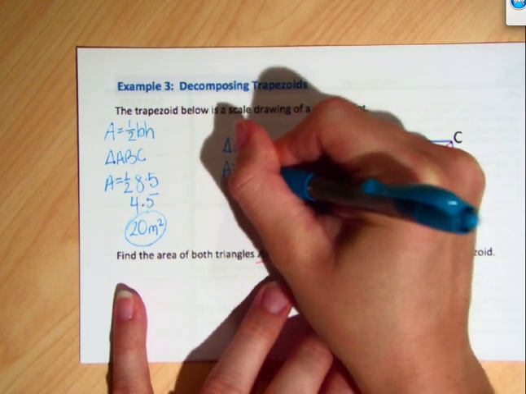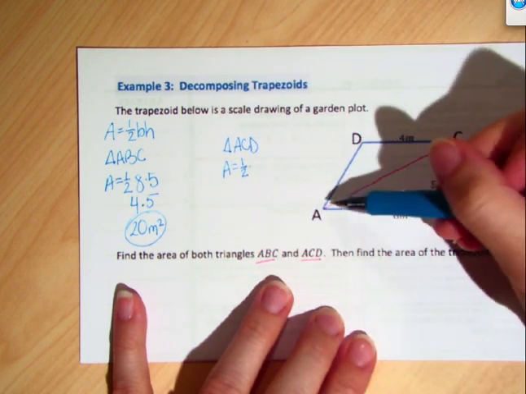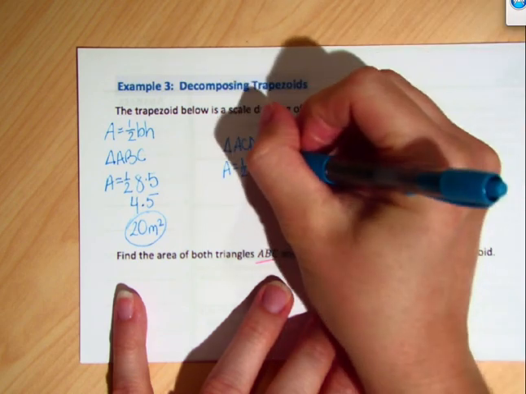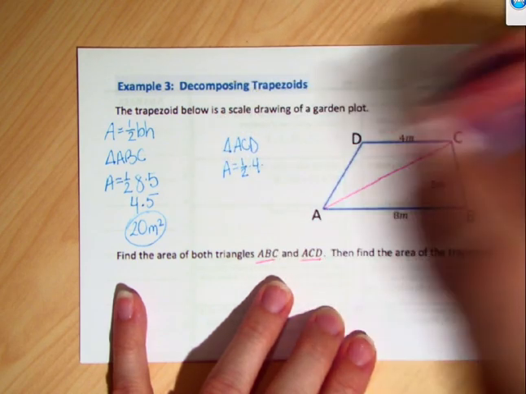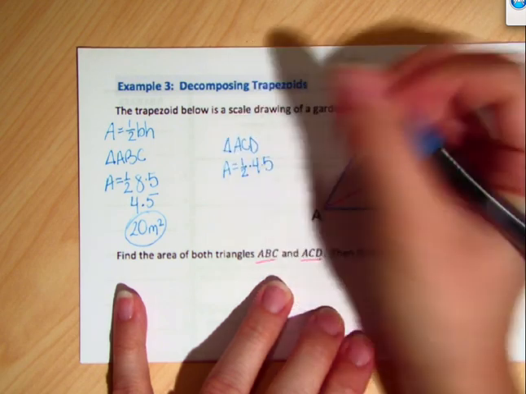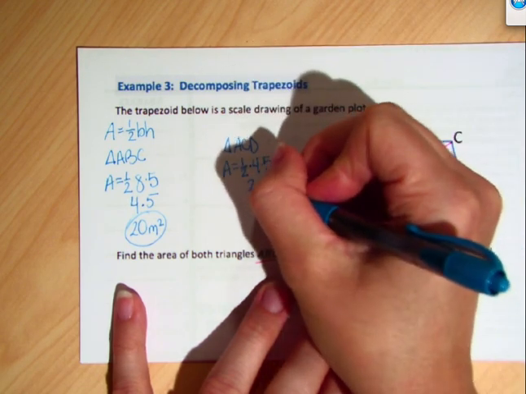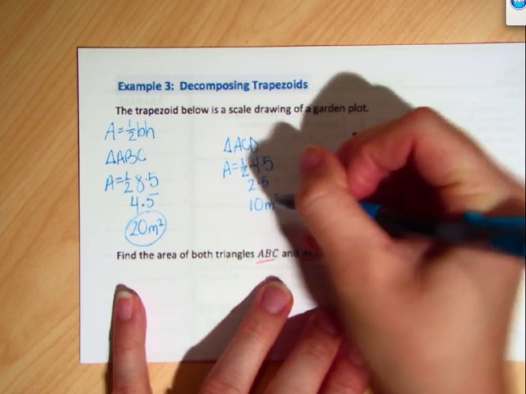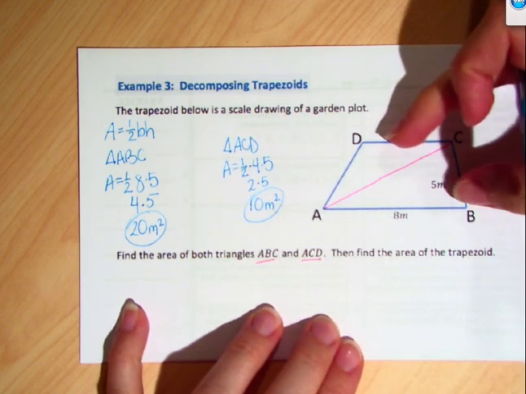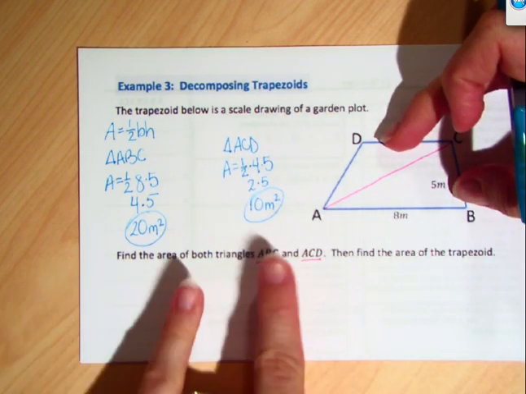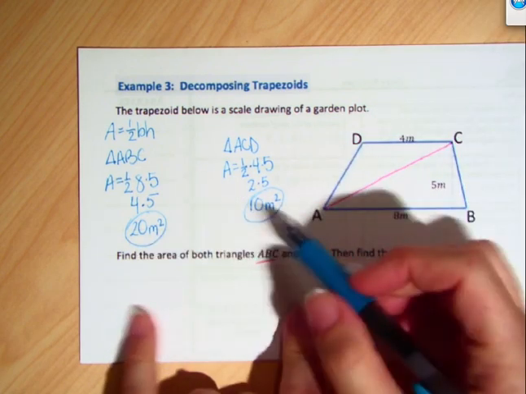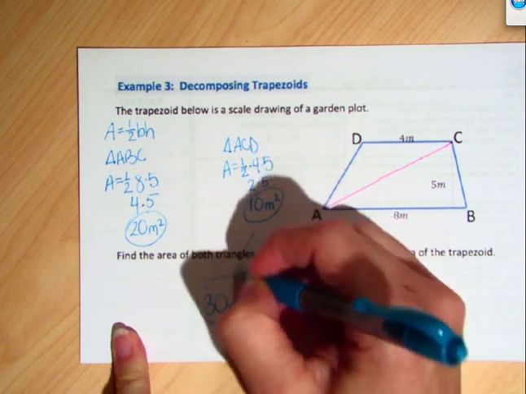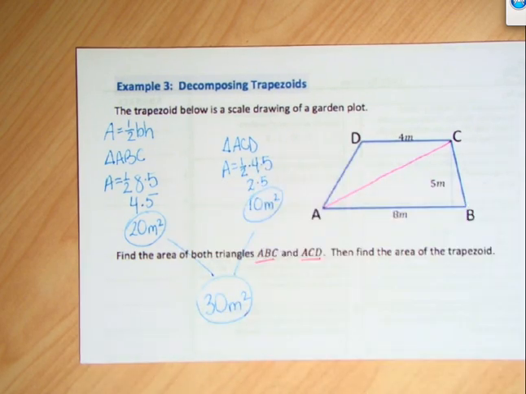Area equals 1/2 times the base, and our base is smaller on this one, so our base is 4 times our height of 5. Okay, so 1/2 of 4 is 2 times 5 is 10 meters squared. That's our two triangles that we created. We put them together and they'll create the trapezoid, so 20 and 10 makes 30 meters squared. Together those make 30 meters squared.